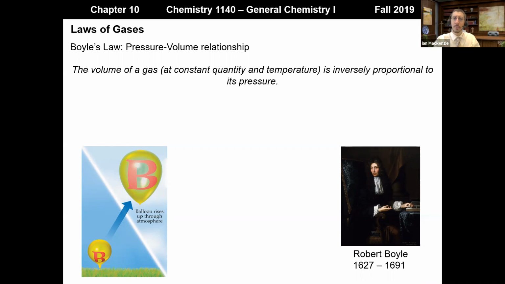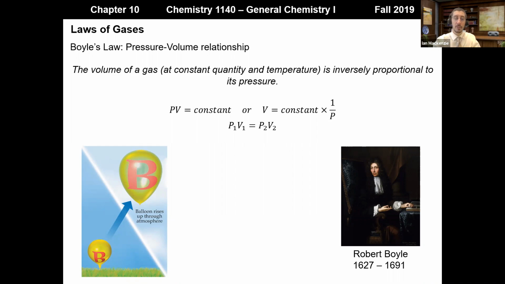Another way to write this is that he noticed that the pressure of a gas times its volume was always a constant, which means that if the pressure increases, the volume must decrease in order to maintain that constant, or if the pressure decreases, the volume has to increase to maintain that constant. Another way to write this is simply to say that pressure 1 times volume 1 is equal to pressure 2 times volume 2. So in the case of the balloon here, if we have a certain pressure and a certain volume to begin with, then as it rises up through the atmosphere and the pressure decreases, the volume has to increase to maintain that constant.